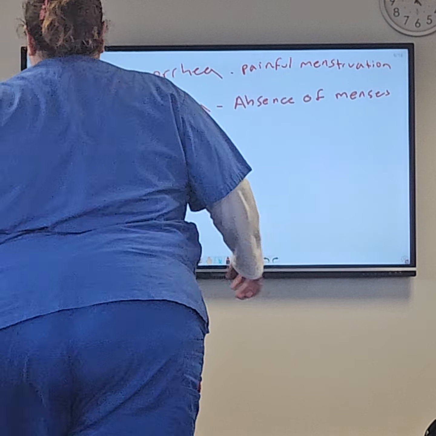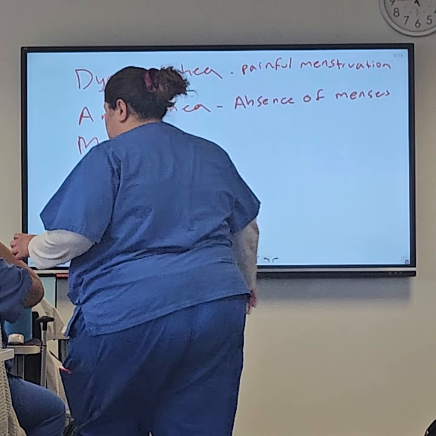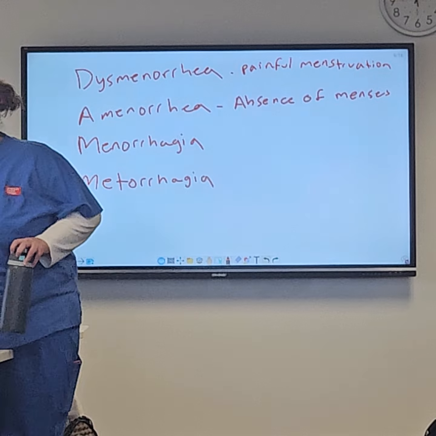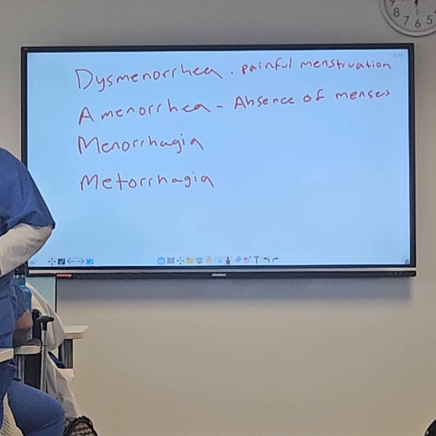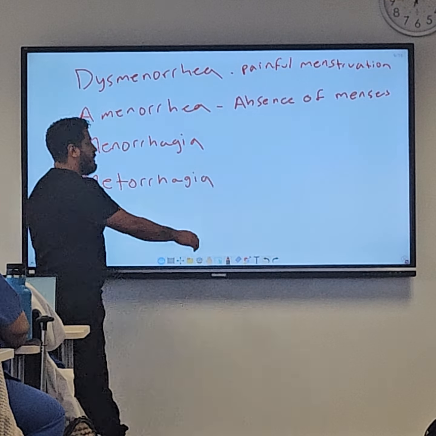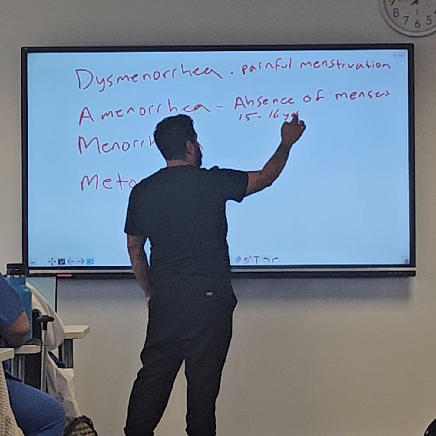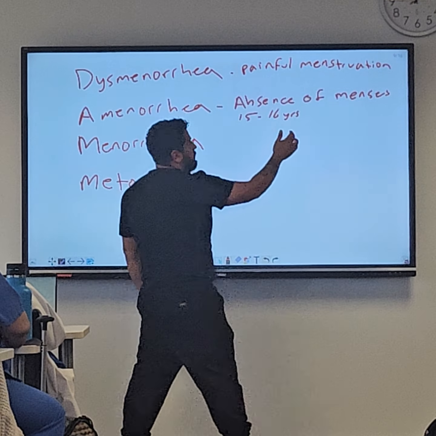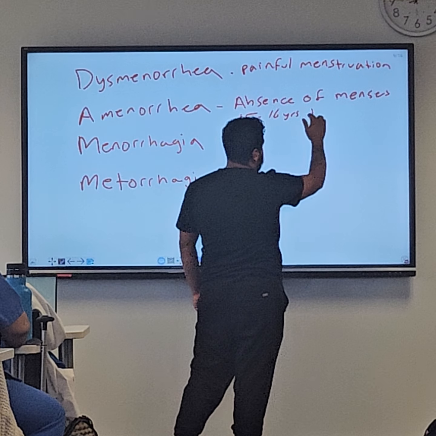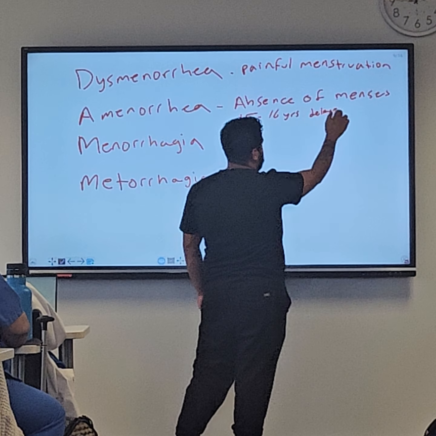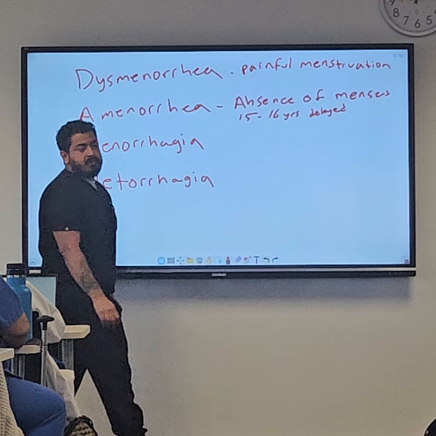Now, something to know is that delayed is considered a delay in menarche by 15, or no menarche by 16 years of age. So if they are 15 to 16 years of age and have not begun, then this is now delayed, and you should talk to a medical provider about it.